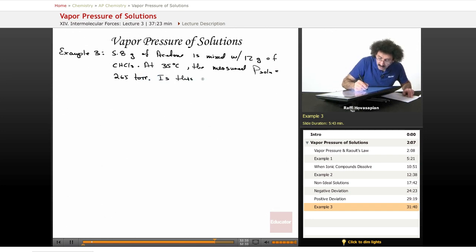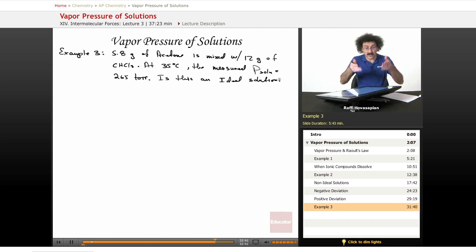Is this an ideal solution? In other words, does it actually obey Raoult's law? Well, let's use Raoult's law, calculate what we expect, compare it to what we measured, which is 265 torr, and see if it's lower or higher than that. If it's lower than that, it's negative deviation. If it's higher than that, it's positive deviation. In either case, it's a non-ideal solution. If it's close to 265, in the 260 to 270 range, it's an ideal solution.